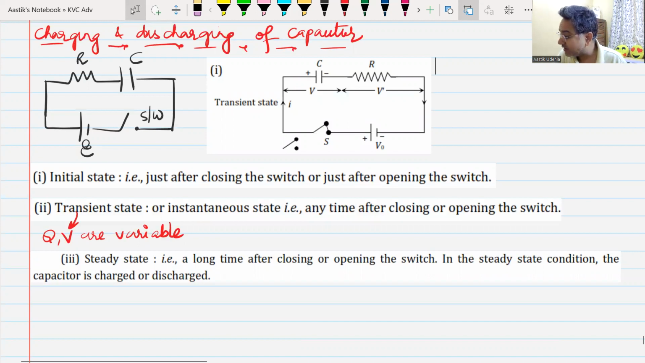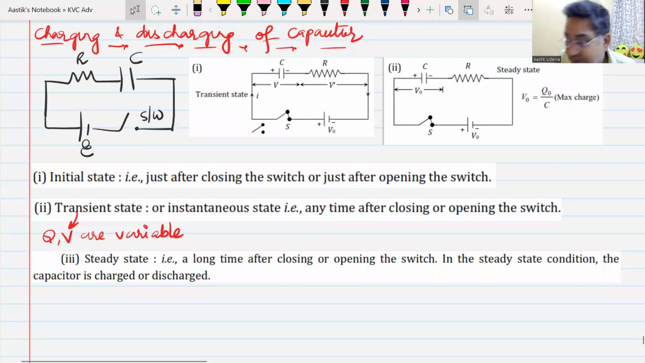Do we understand this? All the three stages which are on your screens now. The first one is the one where I have just put on the switch. The second one, the capacitor is getting charged. And the third is the stage where the capacitor has fully charged. That is known as the steady state.